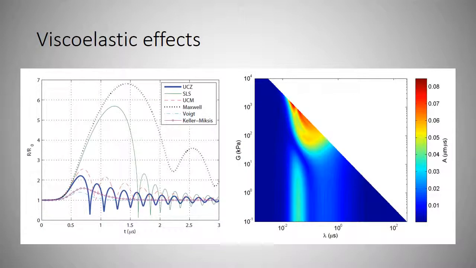Considerable differences in the bubble response are also observed between the various constitutive models. Such differences are depicted on the left. The right figure shows the results of a parametric study to identify regimes of greatest disagreement between the models.